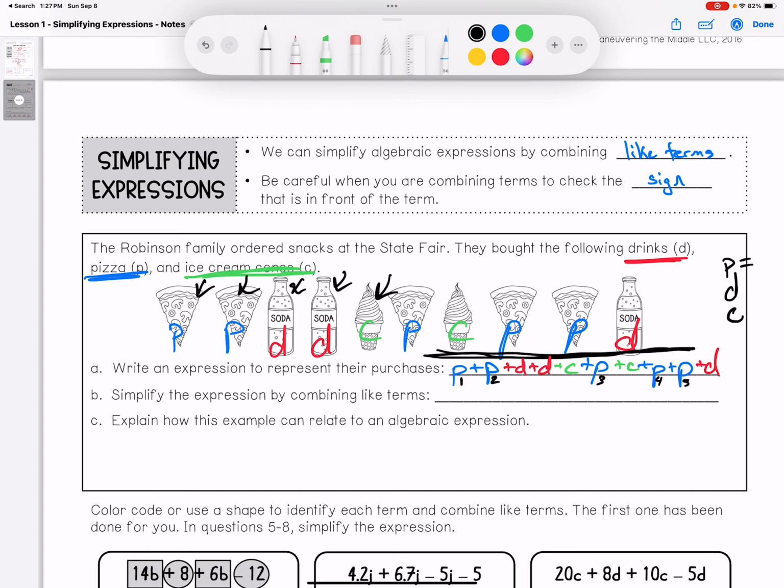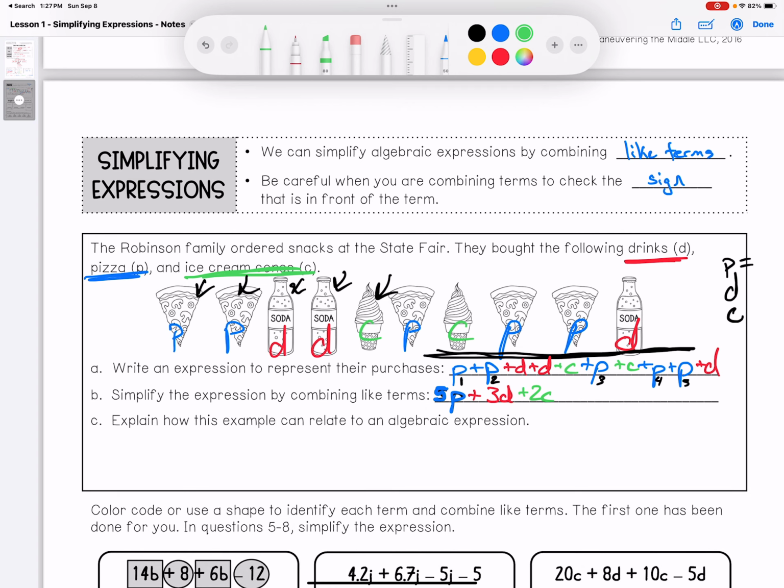So there's understood to be a 1 in front of each one of those P's. So we just add them up. 1P plus 1P is 2, plus another P is 3, plus another one's 4, plus another one's 5. So there are 5 P's. Okay? I will write that in blue, my bad. There are 5 P's. How many D's are there? 3. And then how many C's are there? 2.